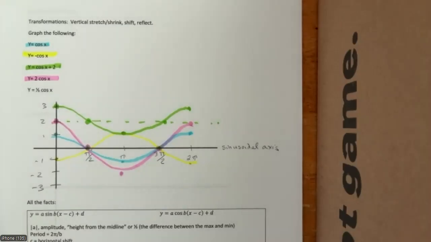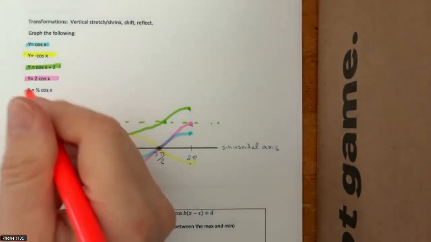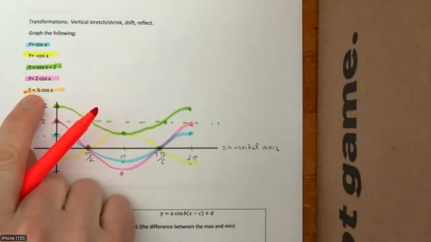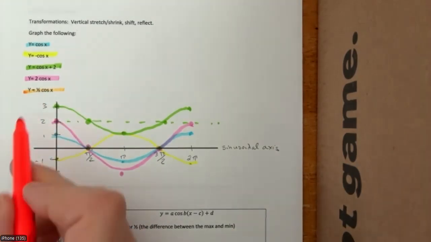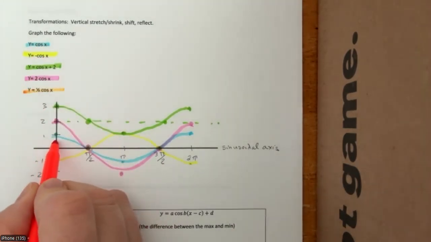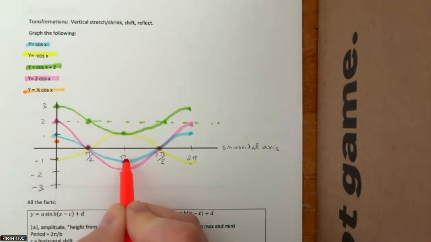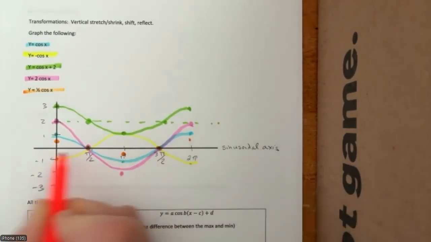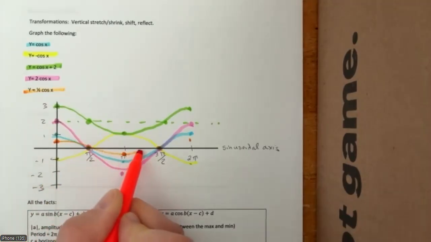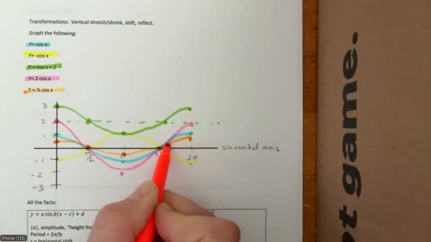And then lastly, here we're multiplying by 1/2. That should be a vertical shrink. So the maximum height, instead of being 1 on the parent graph, is going to be 1/2. So peak, middle, valley at -1/2, middle, peak at 1/2. Same shape, but vertically compressed.